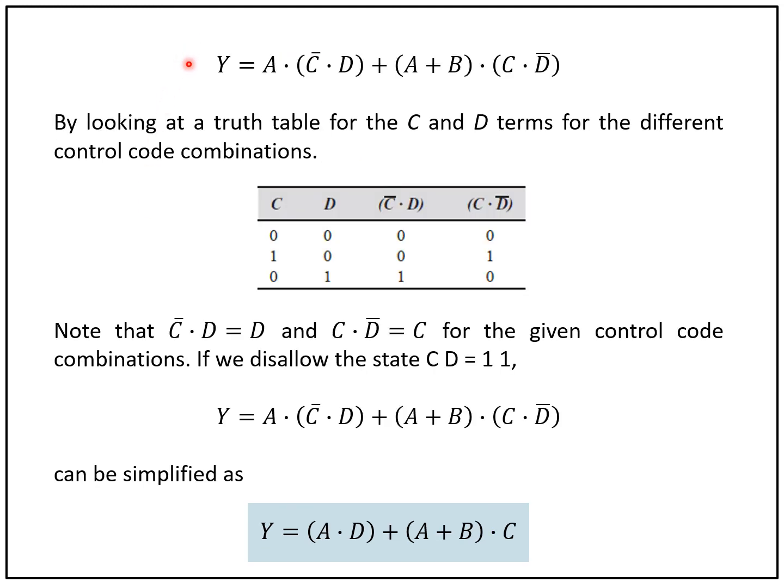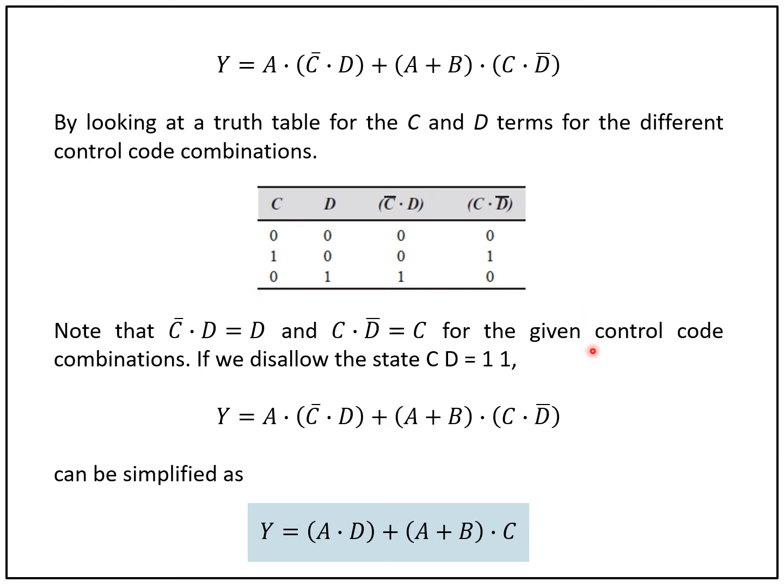So now at the top here we have the Boolean expression for this digital circuit. And one thing we can notice is that if we construct the truth table for the C and D-bar expression, and the C-bar and D expression, what we would notice is that the C-bar and D expression would give me the same values as D, for example here. And if you look at the second expression, which is C and D-bar, it's giving me the same values as C.